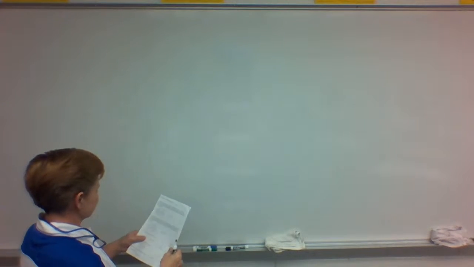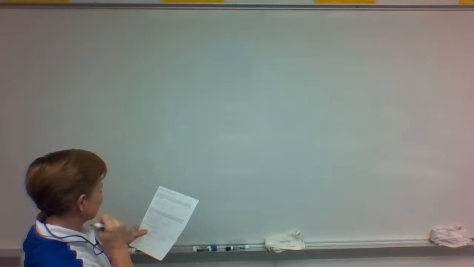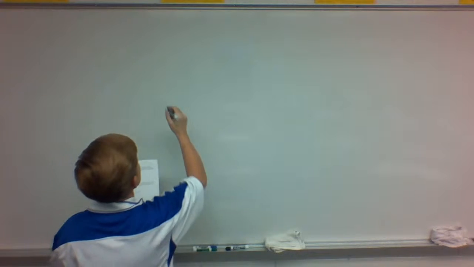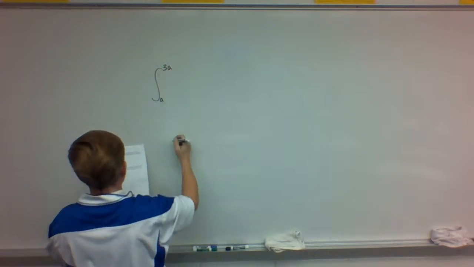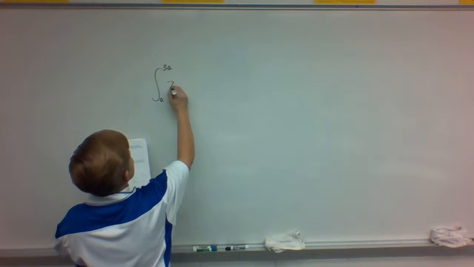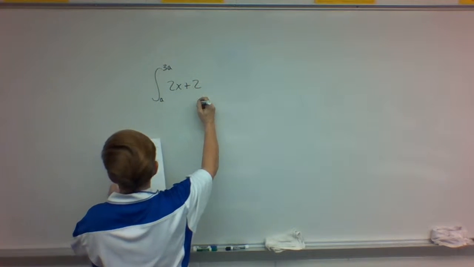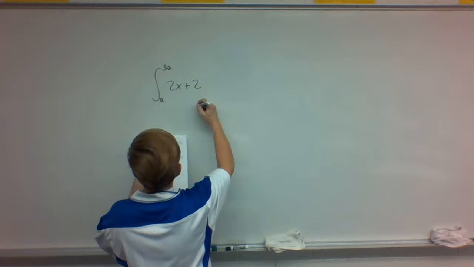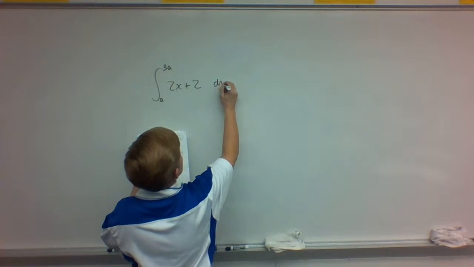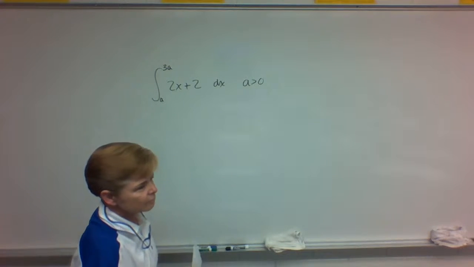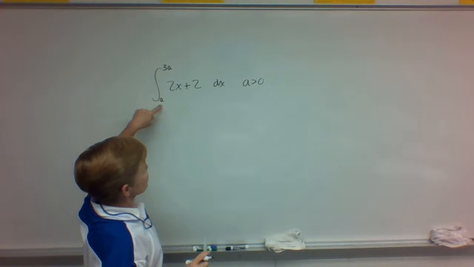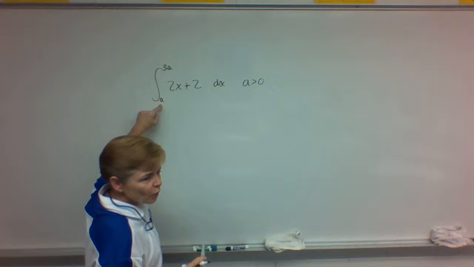And here's what it says. Use area and evaluate the integral from a to 3a of 2x plus 2. What kind of a function is that? It's linear. Linear, yeah. For a greater than 0. Why would that be important? So that you know that this is bigger than this. And keeps you in the first quadrant, which is always nice.